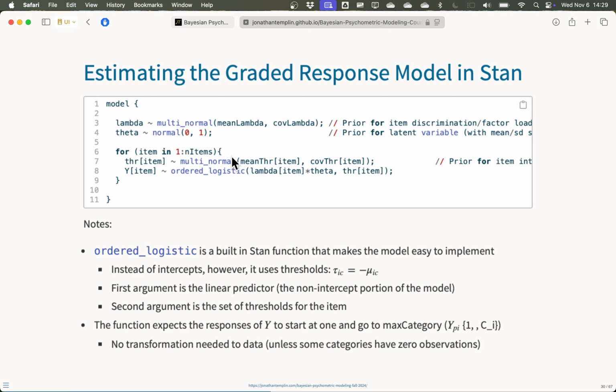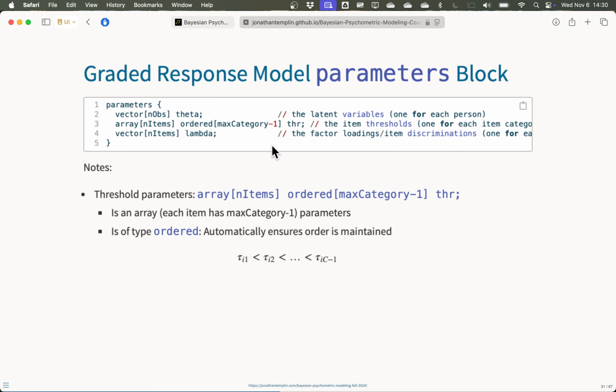But one thing I will note is that this mean vector right here is actually yet now an array also. And this covariance matrix is actually a 3-dimensional array. We're going to talk about that in the next slide. The next two priors, theta being standard normal and lambda following a multivariate normal with some imported mean vector or covariance matrix for hyperparameters, these are the same we saw in the other models up to this point as well. All right, let's move on.